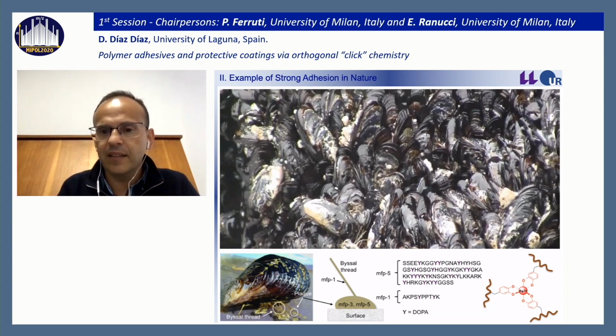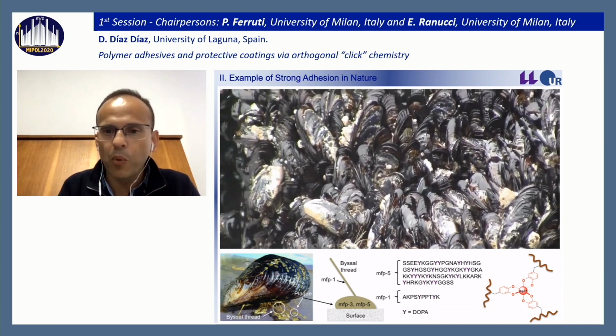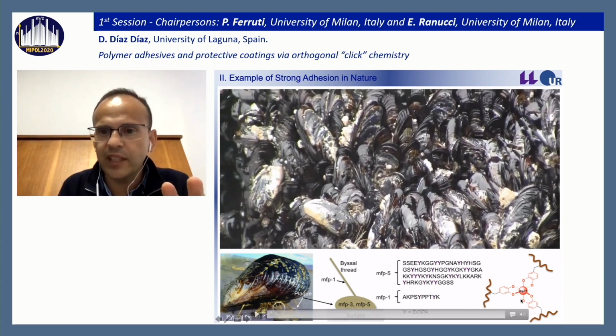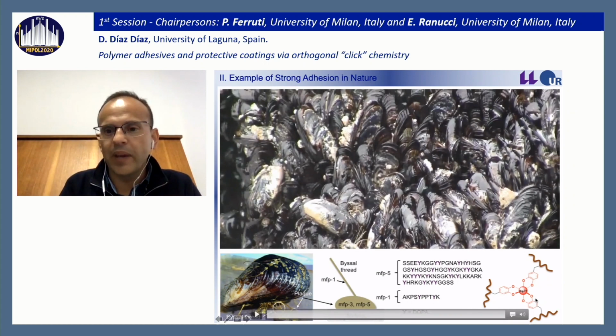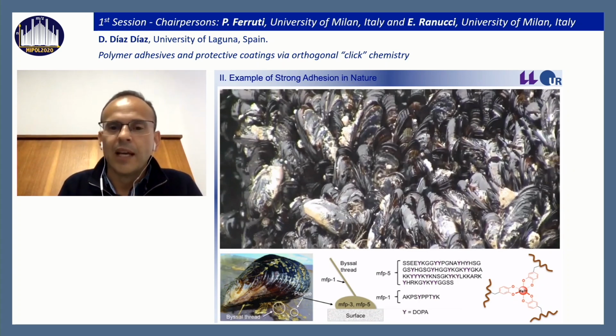And this is the main driver for the adhesion of these animals. So if you think about this, it is really cool because they are using their own substrate to promote a reaction, in this case this cross-link, to make an attachment to the substrate. So basically the substrate induces the formation of the cross-linking. If we think about this, we can do a very similar thing with click chemistry.